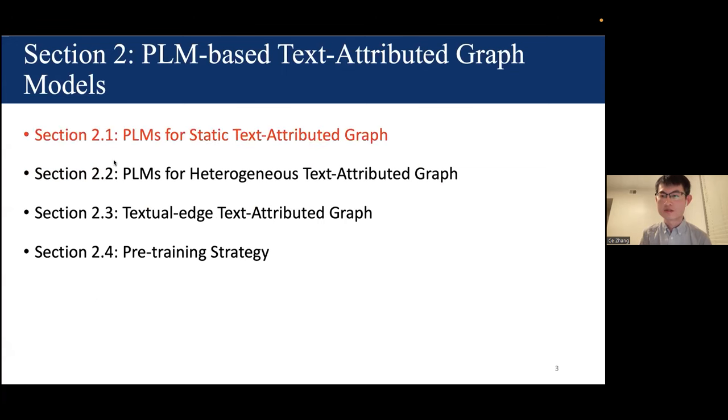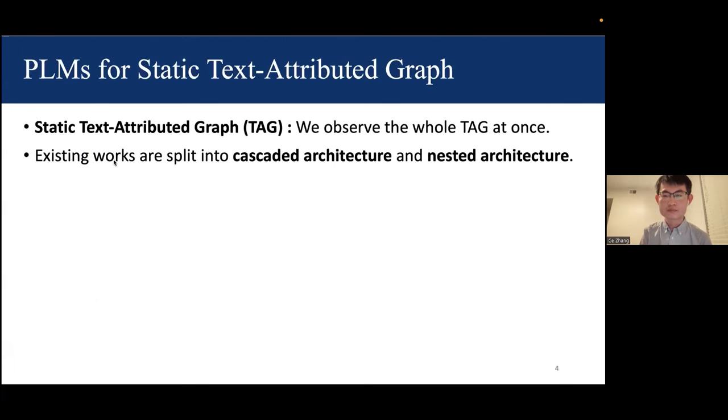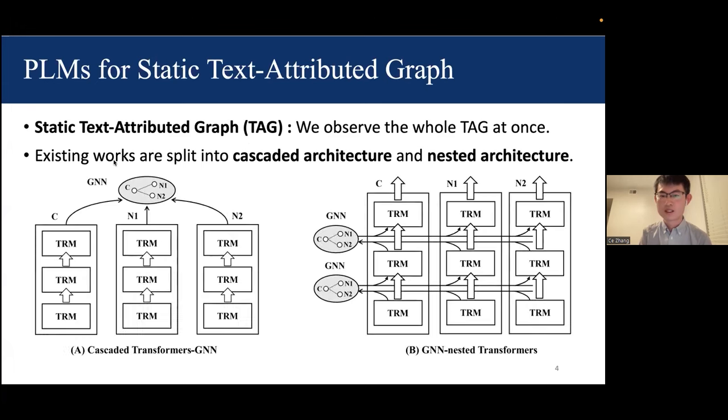First of all, let's introduce the first subsection: pre-trained language models for static text attributed graphs. What is a static text attributed graph? That means we observe the whole text attributed graph at once. Existing works for static graphs can be split into two architectures. One is the cascaded, the other one is the nested. Below is an illustration of the two architectures.